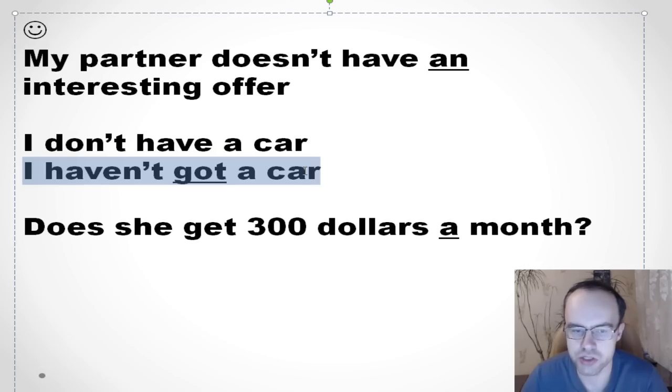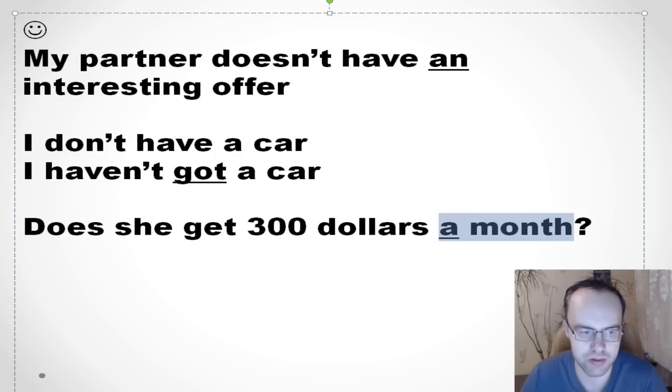And you know that we use hasn't with he, she, it. He hasn't got a car. She hasn't got a car. Okay, does she get $300 a month? A month, a year, and so on.